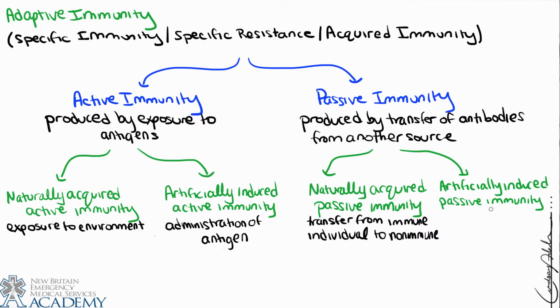So mom to baby is the easiest and most simple example here. The antibodies that mom has built up throughout life can cross the placental barrier and protect the fetus, especially in the first couple of months of life. Another example would be transfer of those similar antibodies in breast milk. So if mom is breastfeeding, that would be another means by which the newborn would be able to acquire those antibodies.